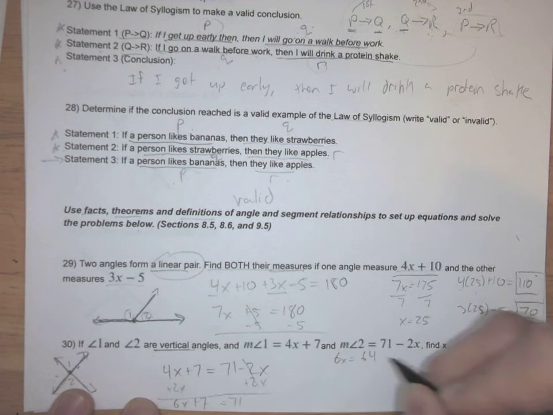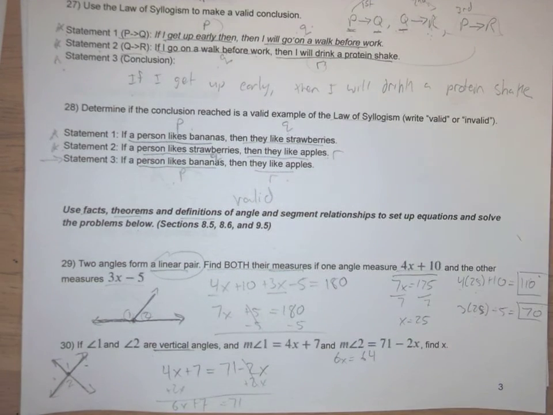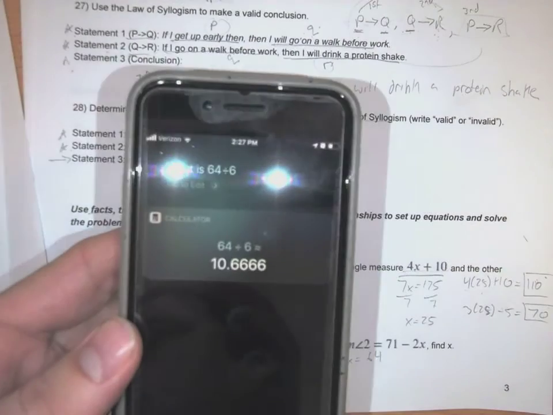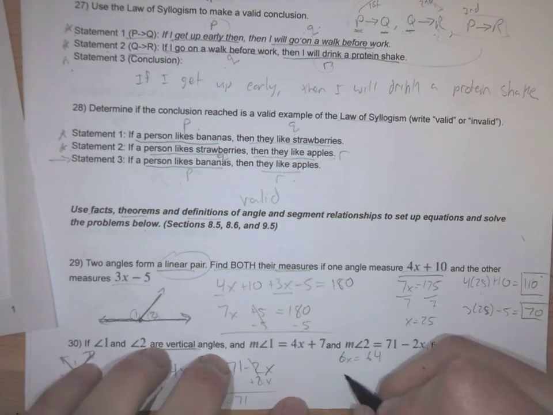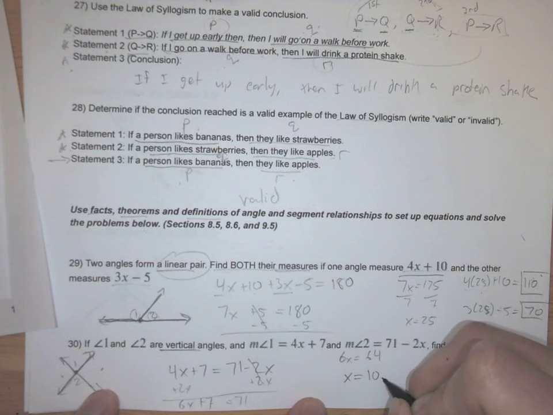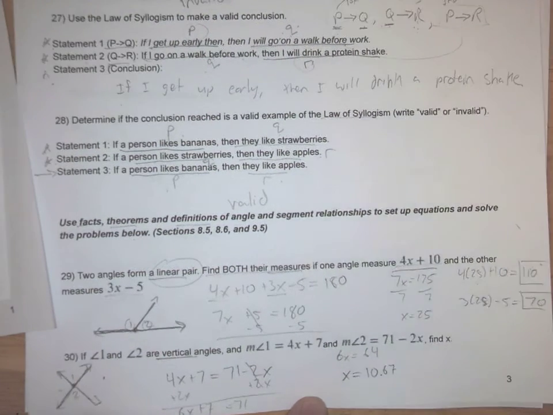which would be 64. Okay, now if I recall, this doesn't come out super nice, so let's figure out what that is. Let's ask Siri. Hey Siri, what is 64 divided by 6? The answer is about 10.6666. Ooh, thanks Siri. That's actually 10 and 2/3. So x equals about 10.67, right? Or 10 and 2/3.